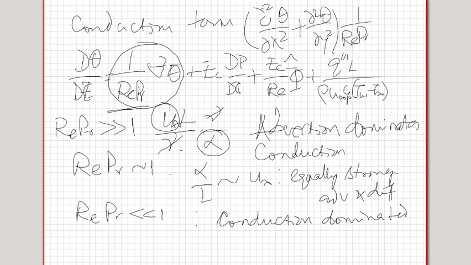Okay, so you understand that the value of the parameter Re Pr, which can be calculated simply by knowing U infinity, L and alpha, would be able to determine whether the problem is advection dominated, conduction dominated, or the two are equally strong. Okay, so this is one parameter. Let's now understand the other parameter, which is the Eckert number.